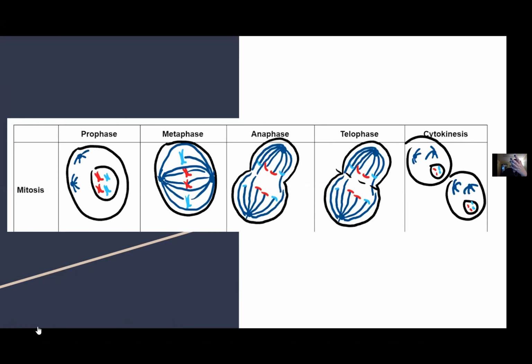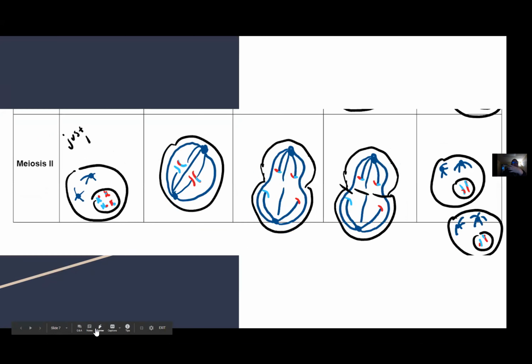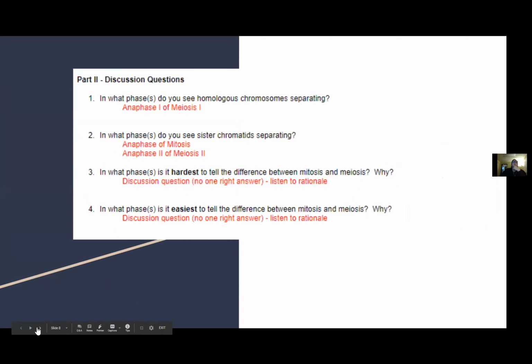This is my drawings of mitosis, meiosis, and meiosis 2. I want to note here there is an error. There should only be 2 chromosomes present there. Otherwise, pause it if you want to copy this down. Pause it here if you need to see the answers to the questions. I want to note that 3 and 4, that any rationale works. We just want to get you guys thinking.